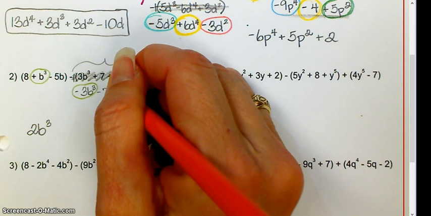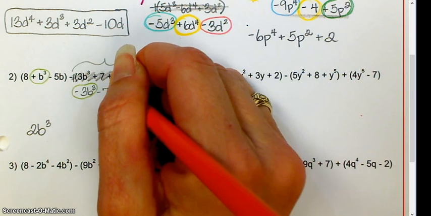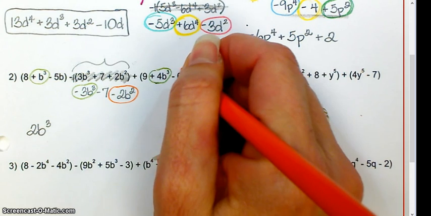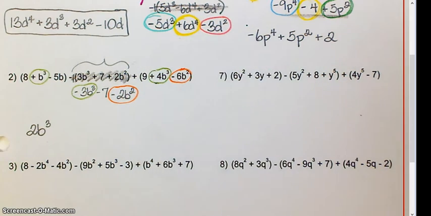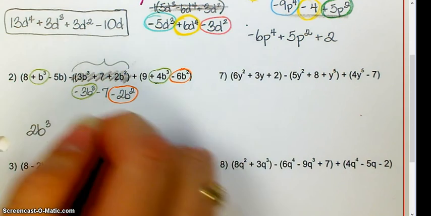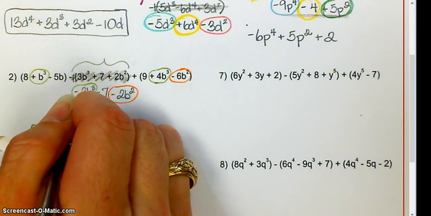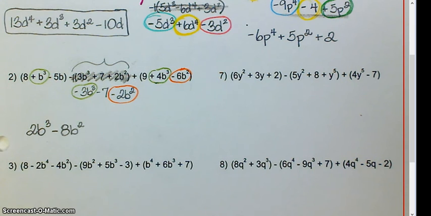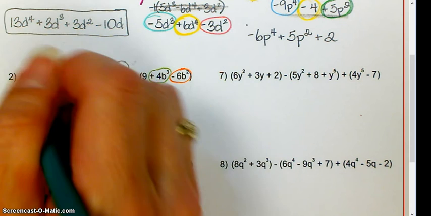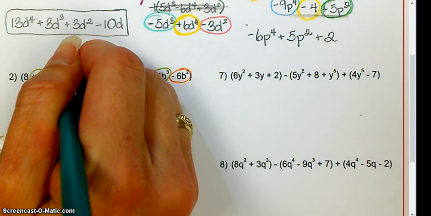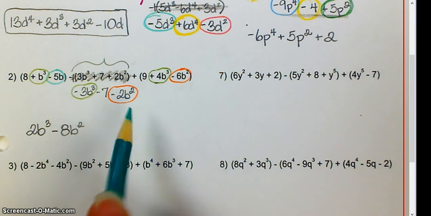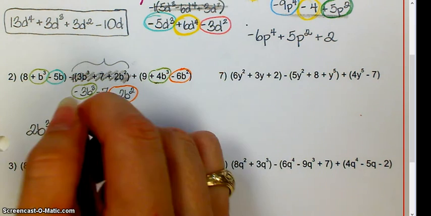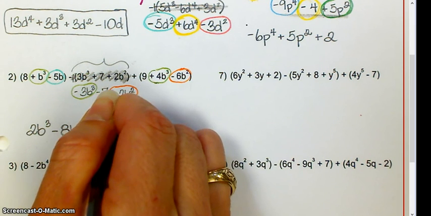Then we have a couple of things to the 2nd power. Negative 2b to the 2nd. Negative 6b to the 2nd. You add those together and you're going to get negative 8b to the 2nd. All right. Then this is your only b to the 1st, I think, right? Looking around. Yep. Okay. Minus 5b.